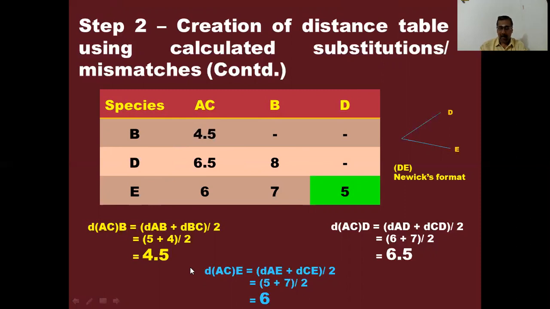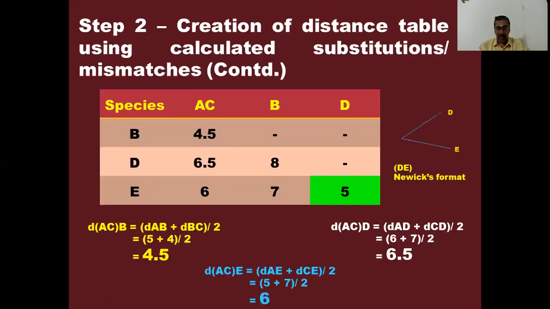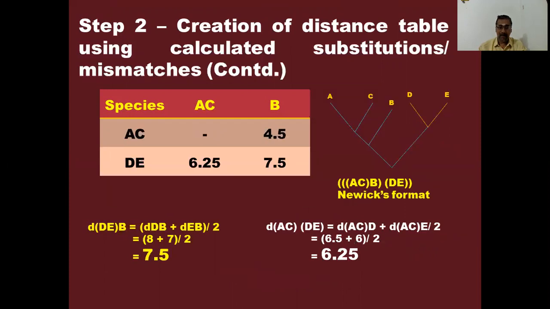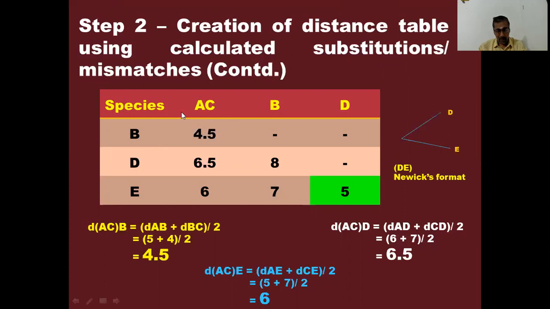And then after calculation, again you observe. Now here after filling, you observe which is the closest pair. Here also, after calculating the distance between AC and BDE, you observe which has recorded the least number of substitutions, the least number of mismatches. Here you can see the least number of mismatches is existing between D and E. So in the next slide, you can see I have amalgamated D and E. So here we found A and C is very close. We have predicted here.